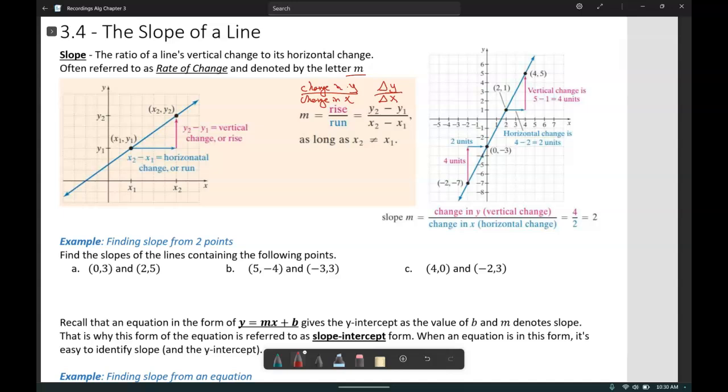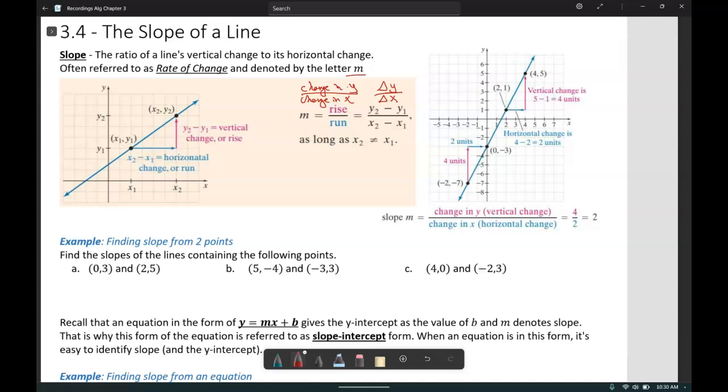Which point is x1 and y1 and which one's x2 and y2 doesn't matter as long as you're consistent in your points. As long as x2 minus x1 is not 0, our slope formula works out. However, if they are the same, we end up getting a denominator of 0. And if we have a denominator of 0, then we have what's undefined, and we get an undefined slope.